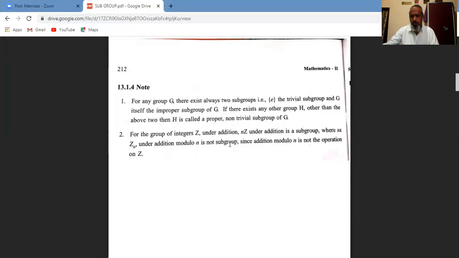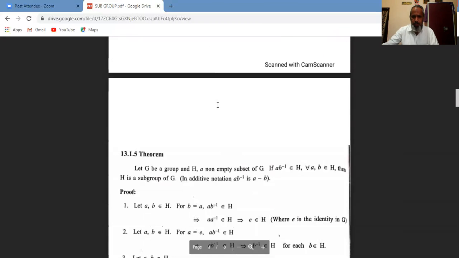It is not a subgroup, since addition modulo n is not the operation on Z. So when the binary operation is not satisfied, then it is not a group. So these are the examples of subgroup.